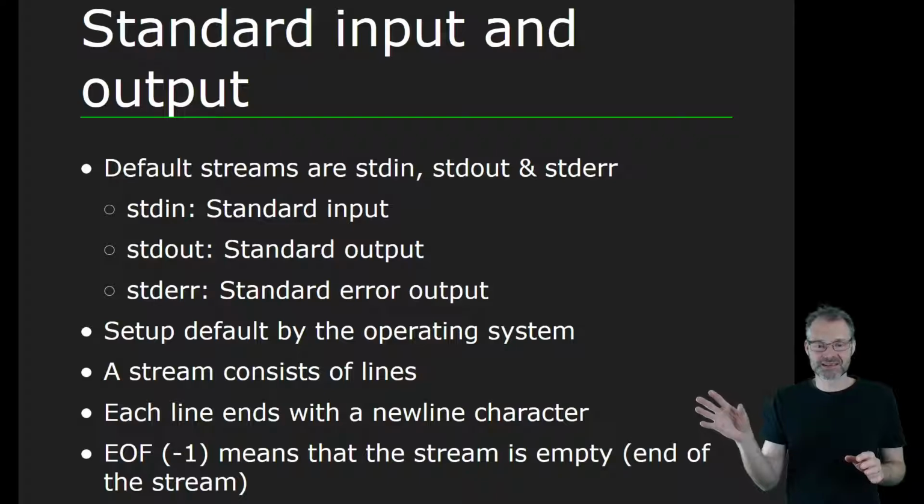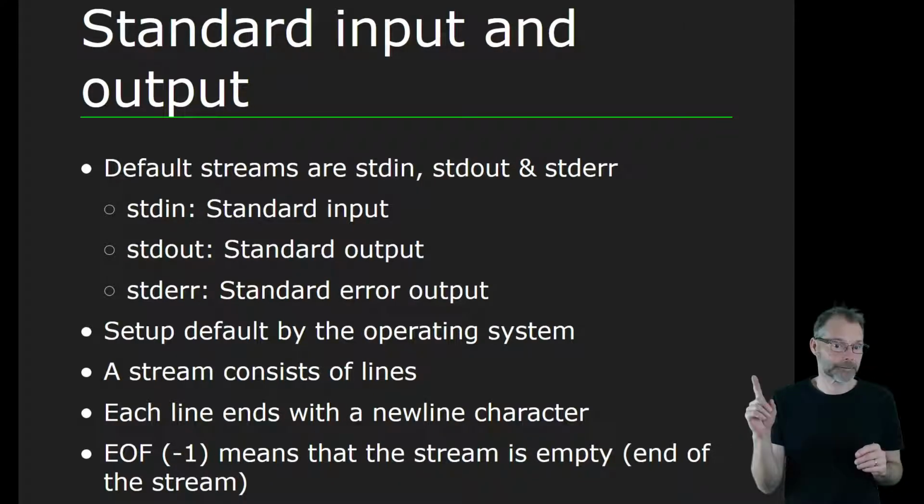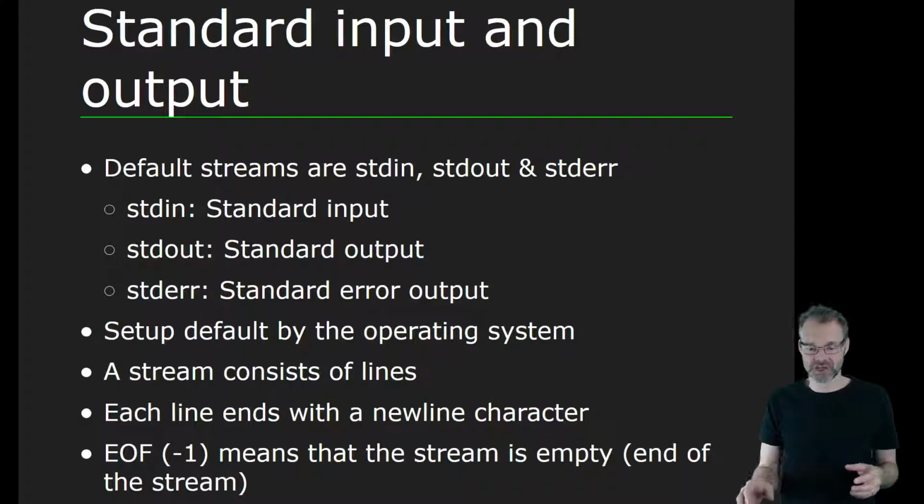Some more basic stuff. A stream consists of lines, and each line ends with a newline character. This is mainly true when we talk about text files. We'll see how a file looks when we come to the later chapter where we talk about how we can save a struct to a file. But for now, with a text file, each line ends with a newline character, and the end of file constant means that the stream is empty. There is no more to read from that stream for now.